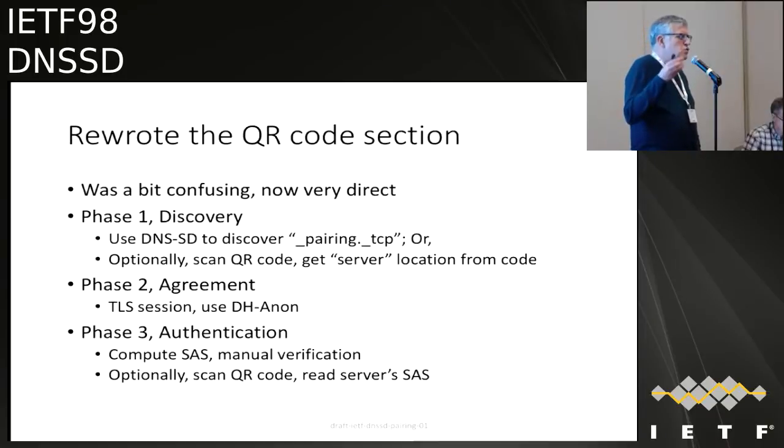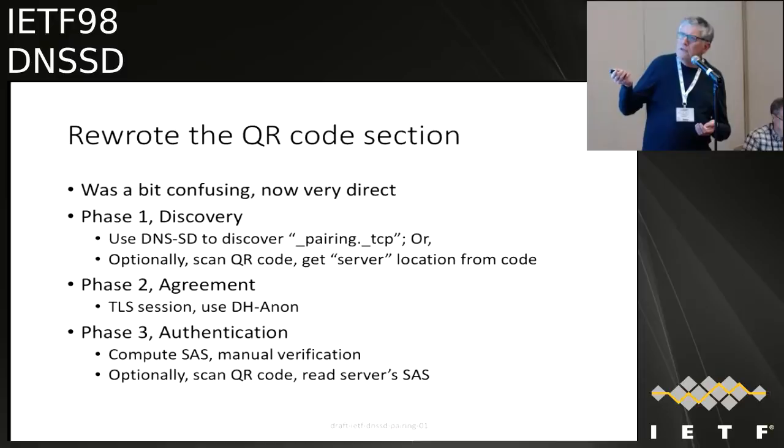The pairing has three phases. There's a discovery phase in which the two devices that want to pair discover each other. Then there is an agreement phase in which they negotiate a secret. And there is an authentication phase in which they verify that there is not a man in the middle that has been messing around with the secret.